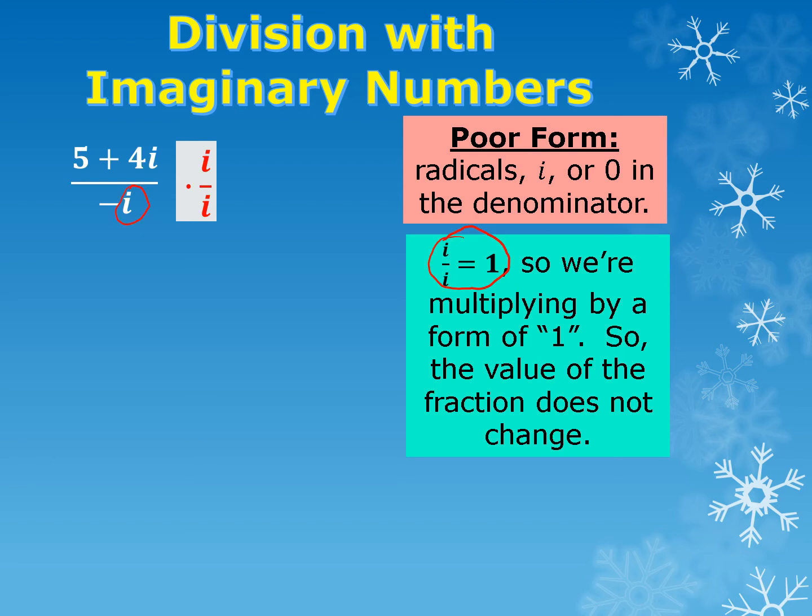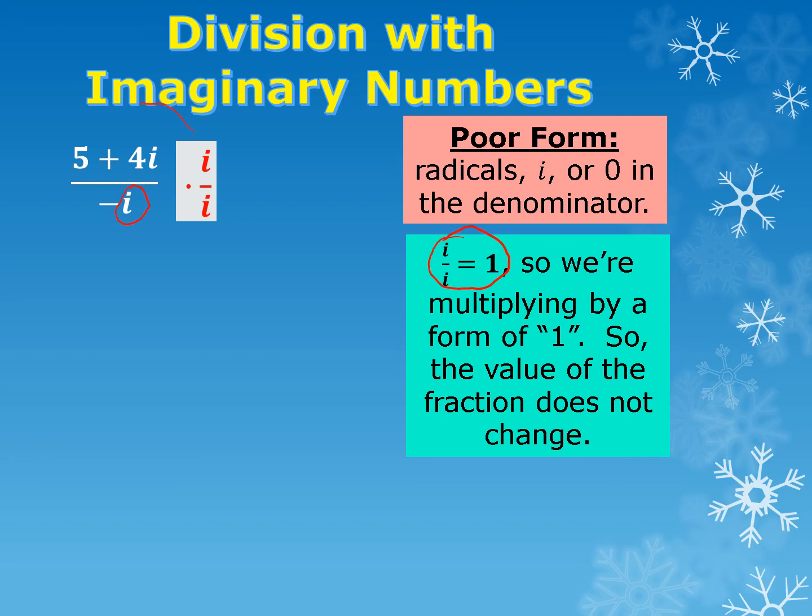Negative i over negative i is still 1. But in the grand scheme of things, it's perfectly fine to have the negative in the denominator. The i is what you're not allowed to have. But again, if you'd rather use negative i over negative i, that's fine. Just be careful, watch your signs. But I'm going to choose to use i over i.